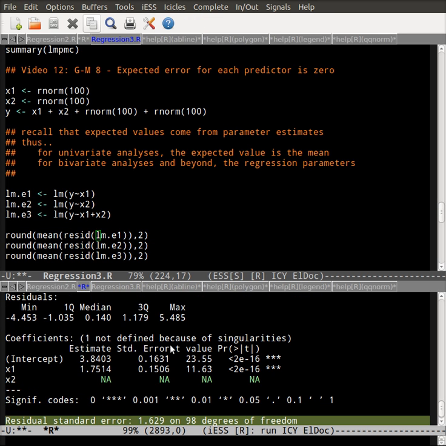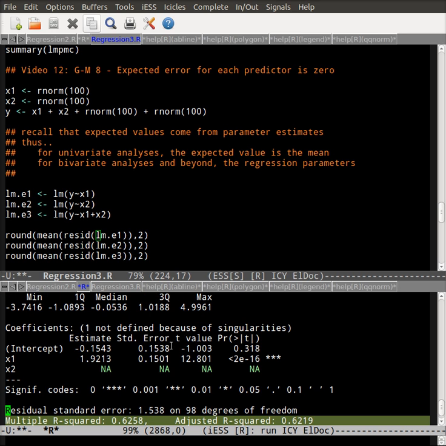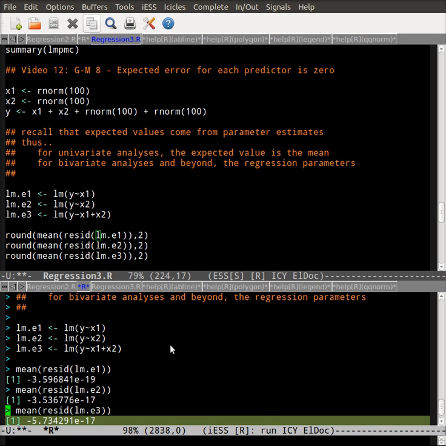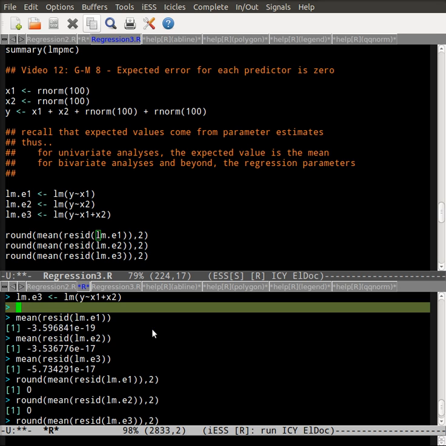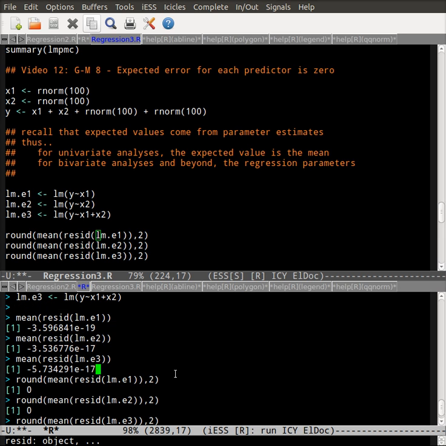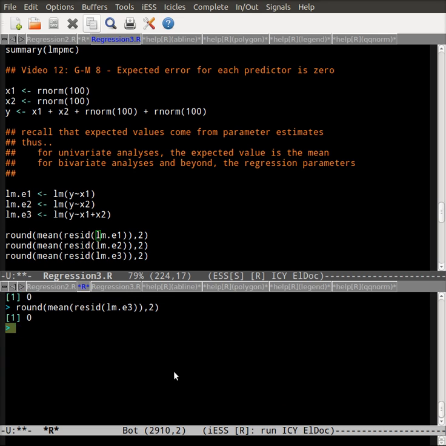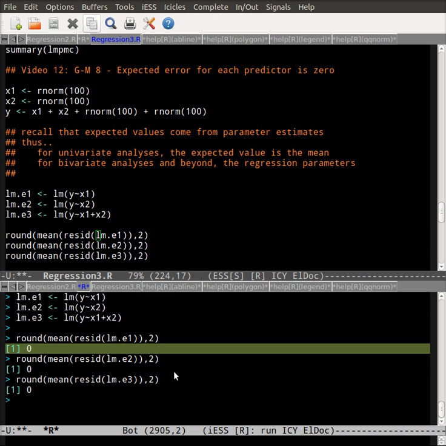I've got it somewhere up here. I'll show you. It's pretty ugly. So I tried to make it easier for you. Yeah, so it's minus 3.59 times 10 to the minus 19th. That's 0 in my book. And after we round it, it's 0 in my stats package book as well. See? I rounded to 2 significant digits. It's 0. So this assumption applies to ordinary least squares regression: the expected error for each predictor is 0, and the expected residual really is 0.